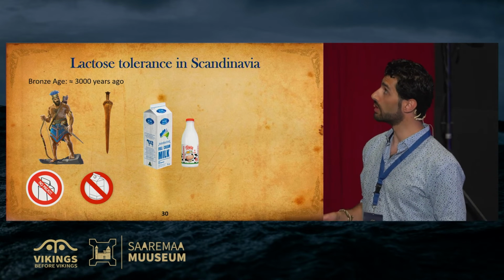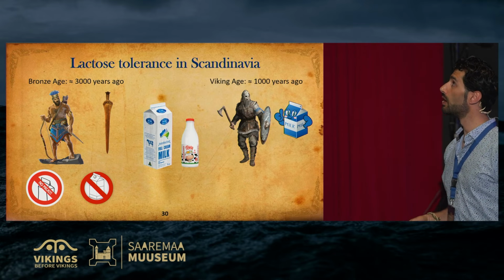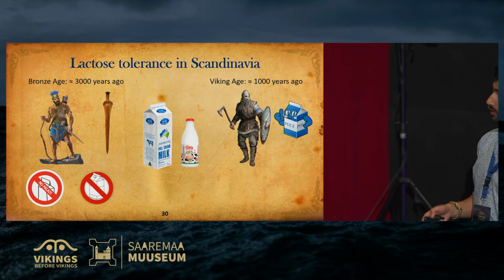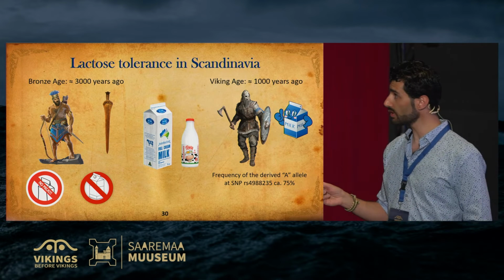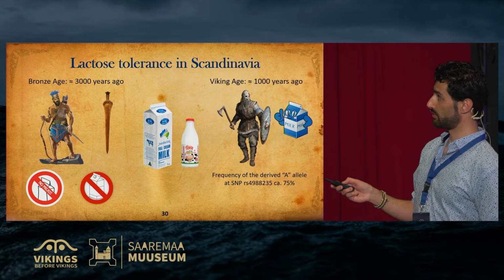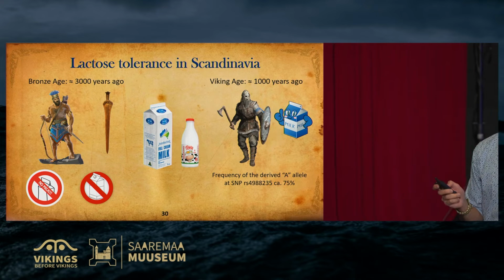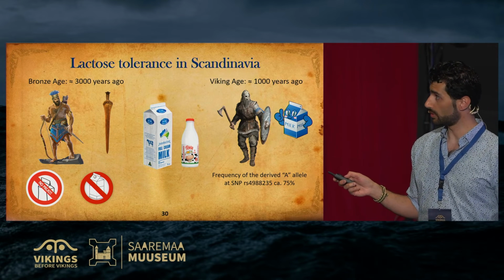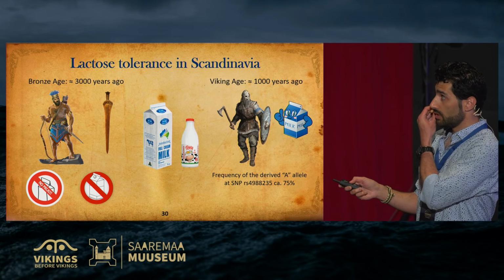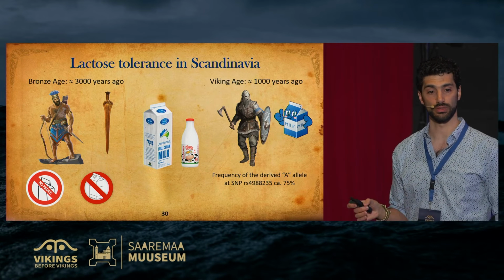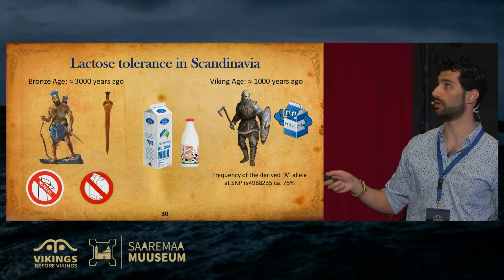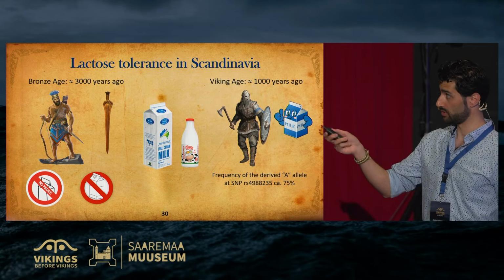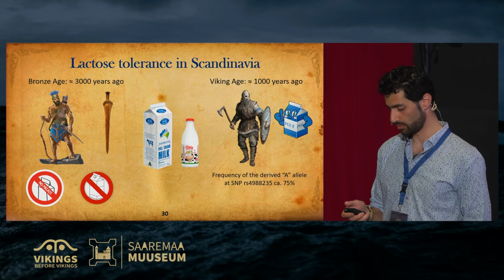In contrast, in the Viking Age it was pretty high, about 70%. That is the frequency of the allele that rendered them lactose tolerant. And the interesting thing is that this number is very close to the present-day frequency of roughly 80% in Northern Europe for this allele that allows people to consume milk.